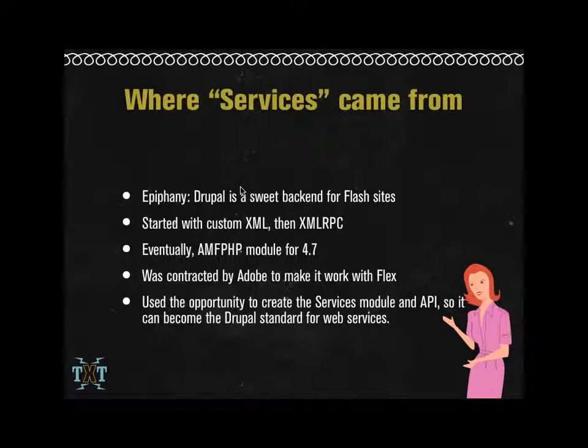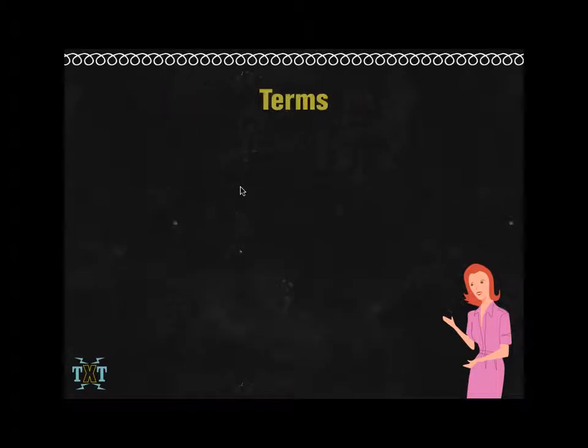So I used this opportunity, the Adobe contract, to create the services module and its API so it could become, sort of my grand goal, the standard of defining web services in Drupal. I wanted to solve my immediate needs with bringing stuff into Flash, but also in a way that didn't have to be just Flash. It could be any sort of app outside of Drupal. So the AMF PHP module for Drupal 5 and above now depends on the services module. It runs as a server plugin for the module.